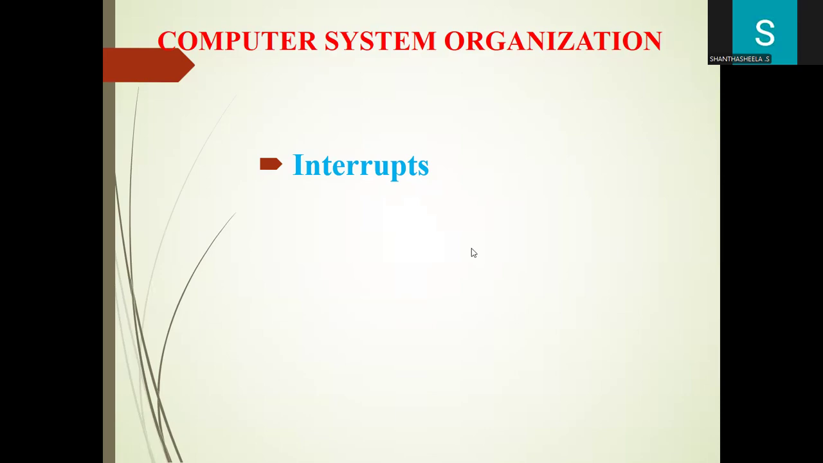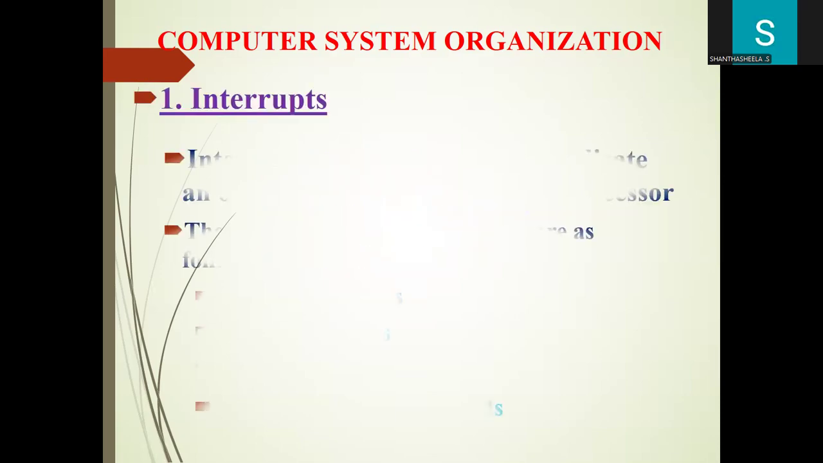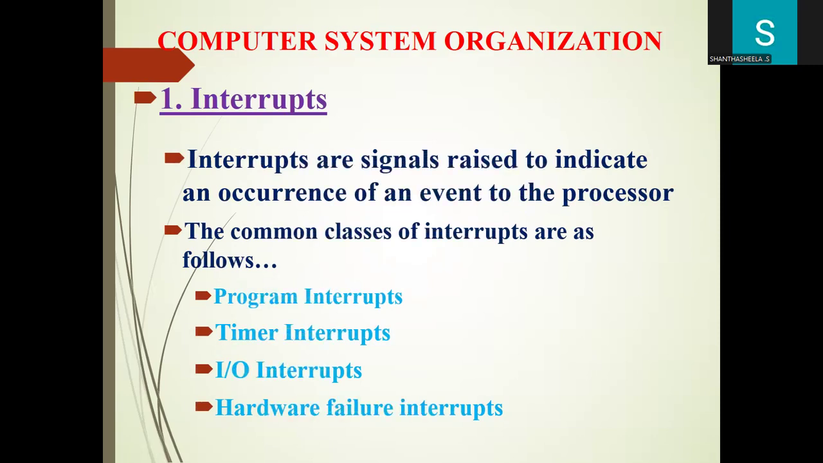So in this video lecture, we are going to talk about interrupts, storage structure and input-output structure. To start with, interrupts are nothing but the signals that are given to the processor in order to indicate that a particular event has occurred. Different classes of interrupts are as follows.